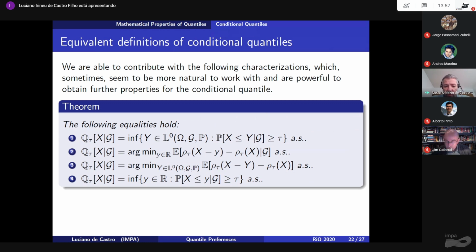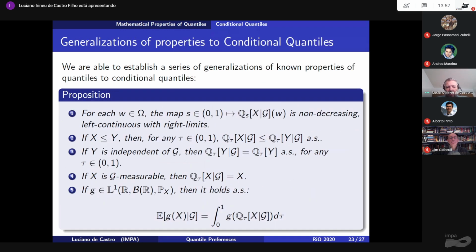But it's useful because some of them are more convenient to work with than the others. The important part is that these functions will be G measurable. So from these, we can generalize a lot of results or properties of quantiles that are known for the standard quantile, right? We generalize them for the conditional quantile.